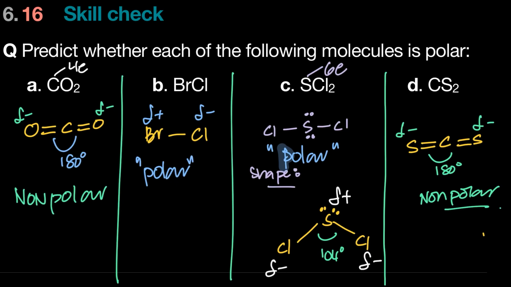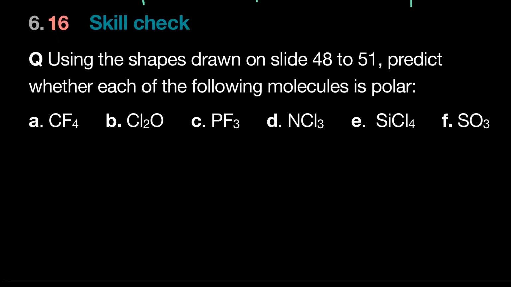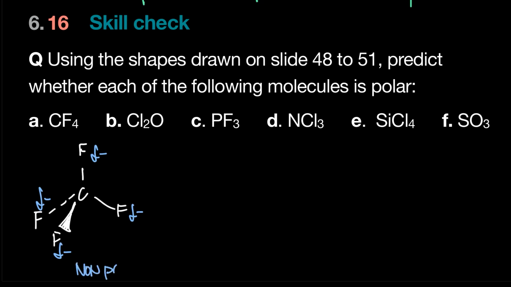Can I scroll down? This is the second part of the same slide 16. CF4, some of these examples are fun to talk about. CF4 is carbon with 4 bonds. So that's C, F, F and F. All 4 are F, so all 4 ends are negative. But what about the molecule? Is the molecule polar or non-polar? Non-polar. Why? Because it is symmetrical.